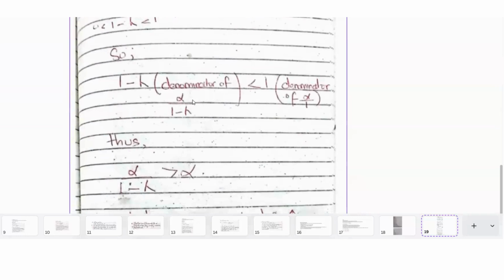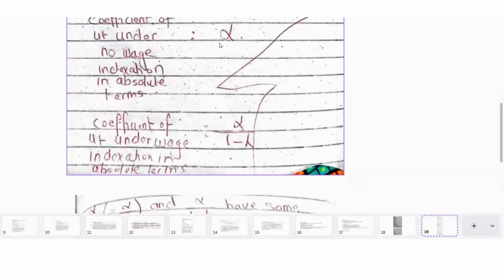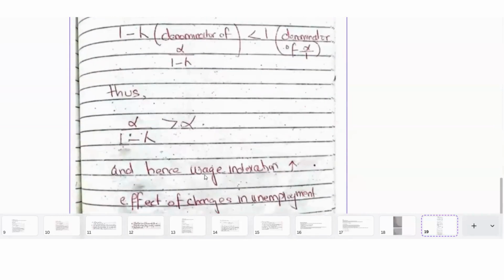Thus alpha by 1 minus lambda, which is the coefficient of ut under wage indexation in absolute terms, is greater than alpha, which is the coefficient of ut under no wage indexation in absolute terms. This is because both have the same numerator, but the denominator of this one is smaller, and for a fraction, the smaller the denominator, the larger the fraction. The numerators are the same, alpha. Here the denominator is 1, here the denominator is 1 minus lambda, and 1 minus lambda is less than 1. So since the denominator of this fraction is smaller, this fraction overall is bigger.